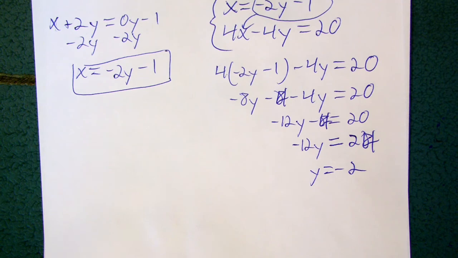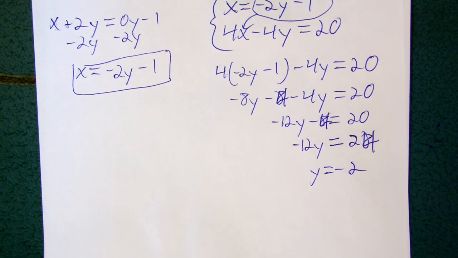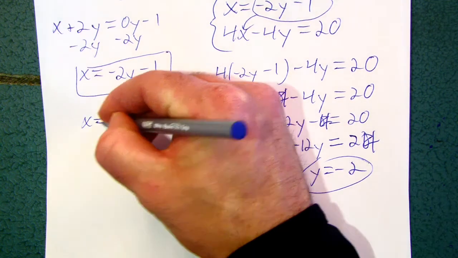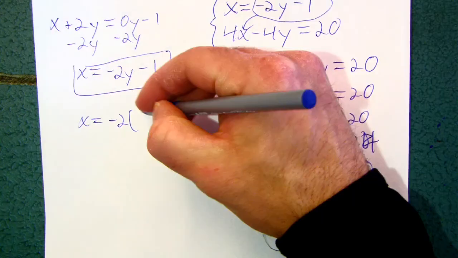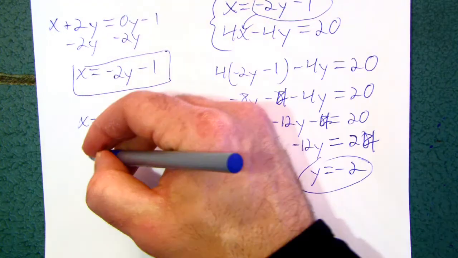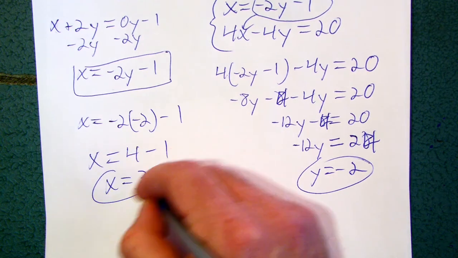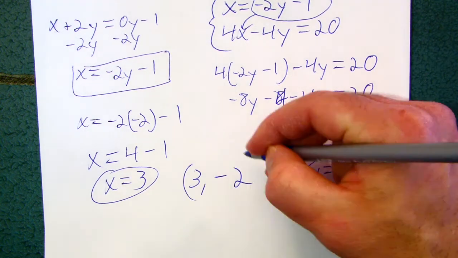Now that's why you should always check your answer at the end. All right, so we got y equals negative 2, x equals negative 2y minus 1. So x equals 3. Just be careful, make sure you write it in order. So 3, negative 2, it's always x comma y.